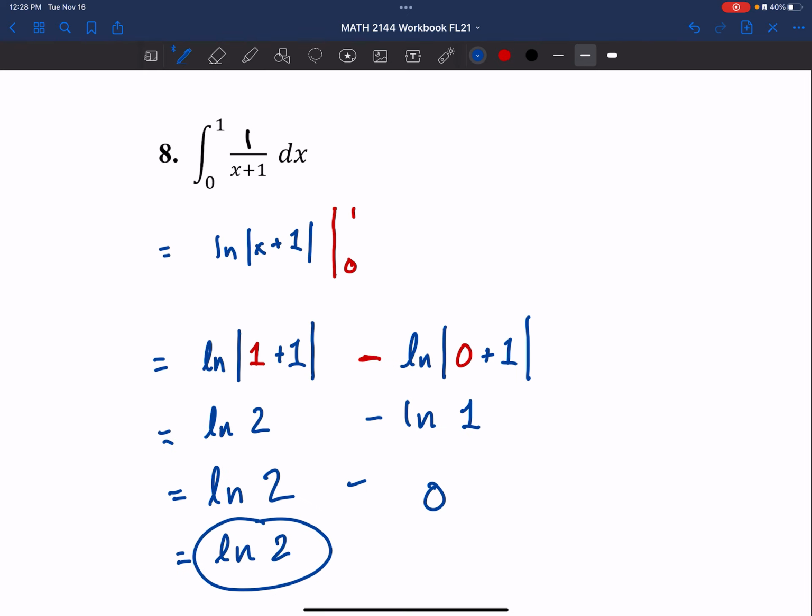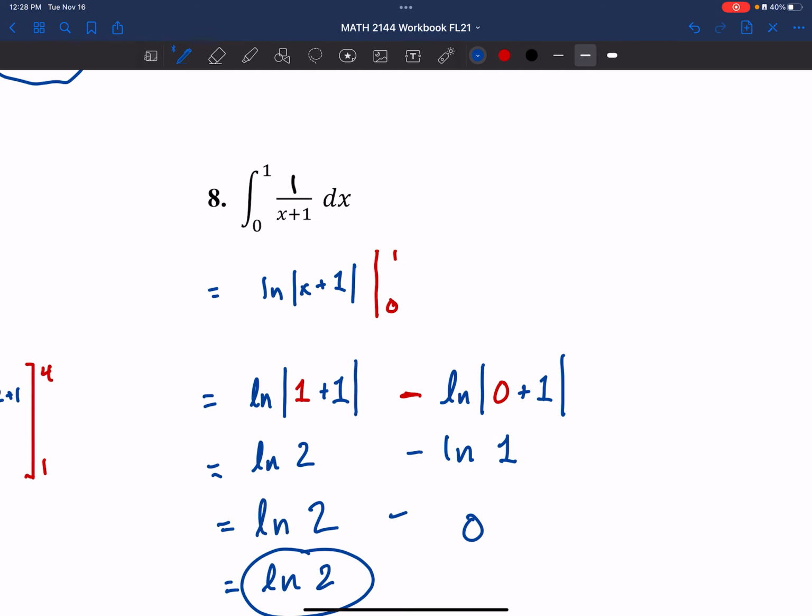So that is the evaluation of the definite integral from 0 to 1 of 1 over x plus 1. Anyone have any questions on that one?